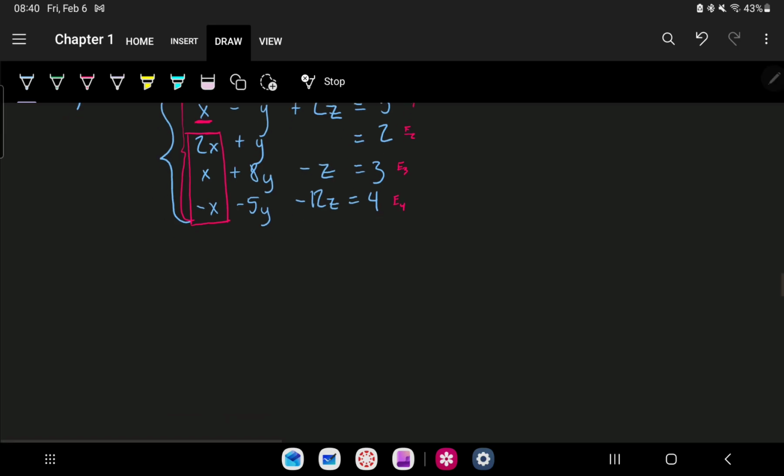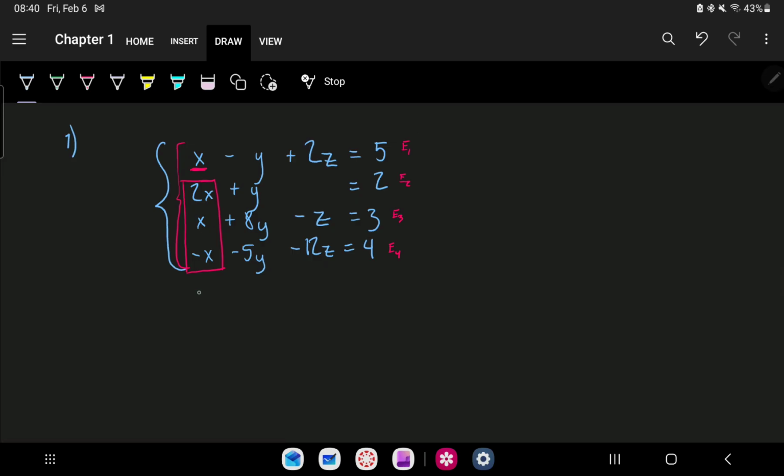So if we're going to use equation 1 to eliminate the first values of the rest of the equations, how can I do that? Well, the first thing I notice off the bat is that this guy is just the opposite of this: x and negative x. If you just add E1 plus E4, that's going to cancel this out so that it's 0. So we can make that our new equation 4.